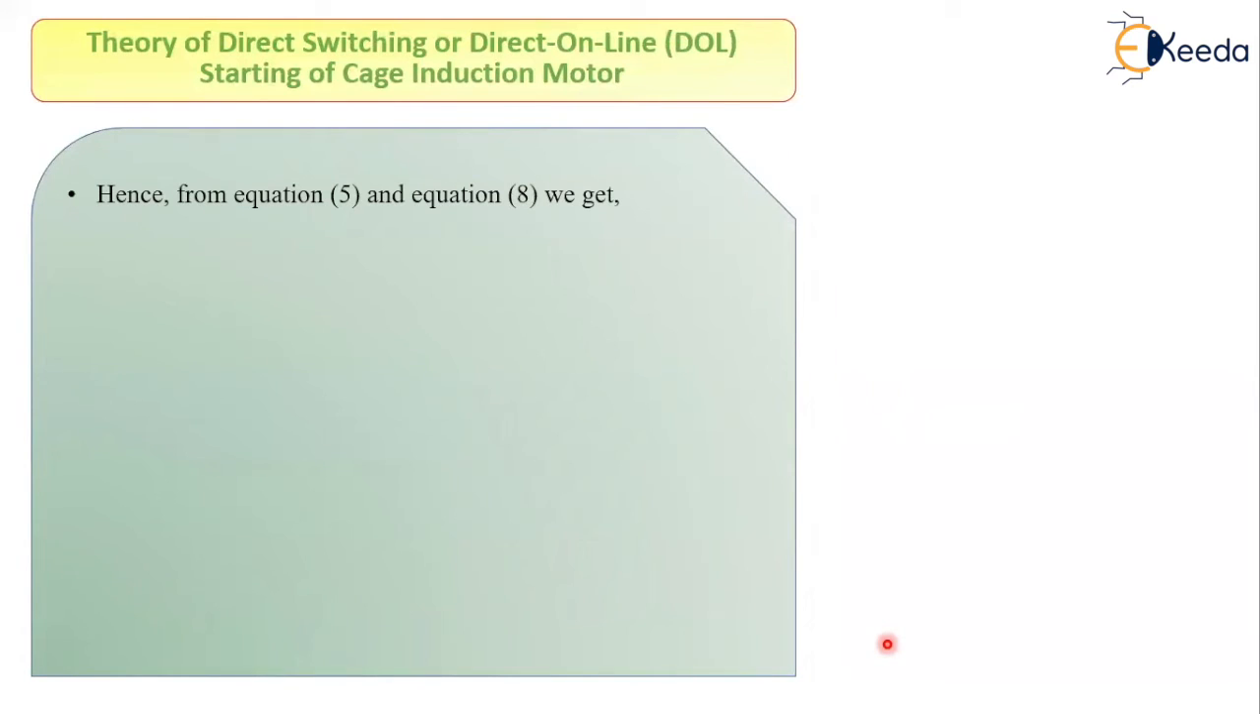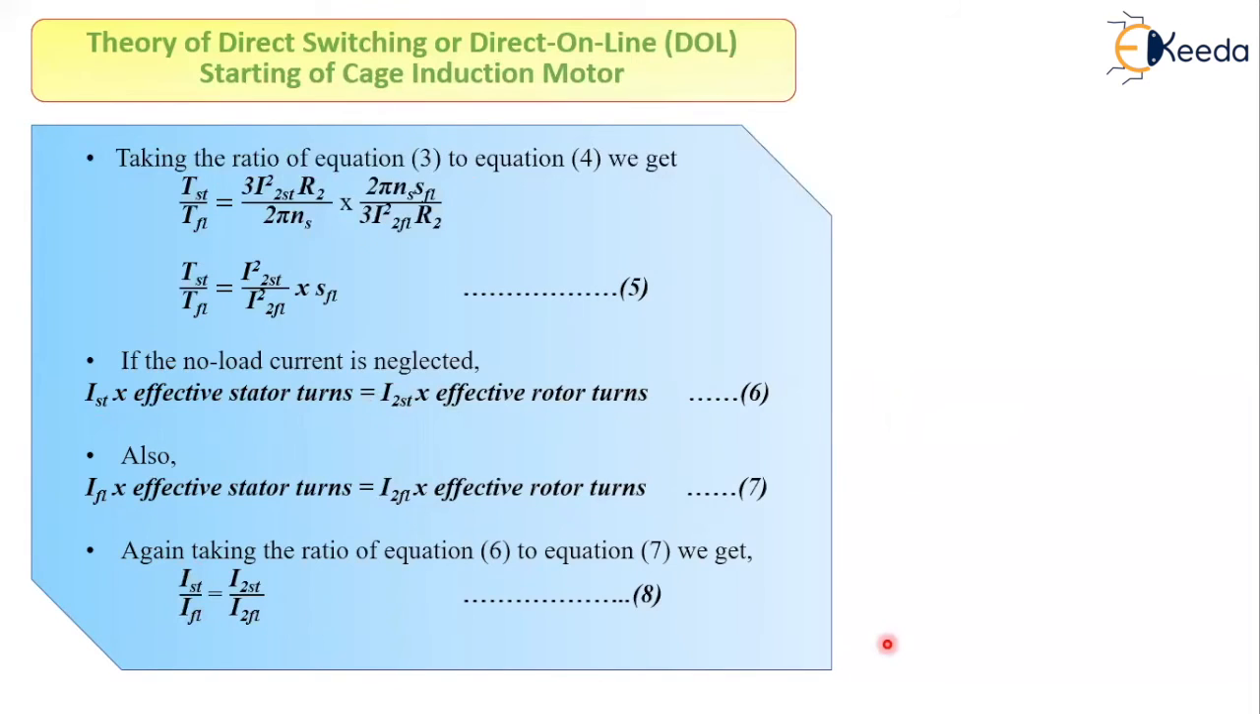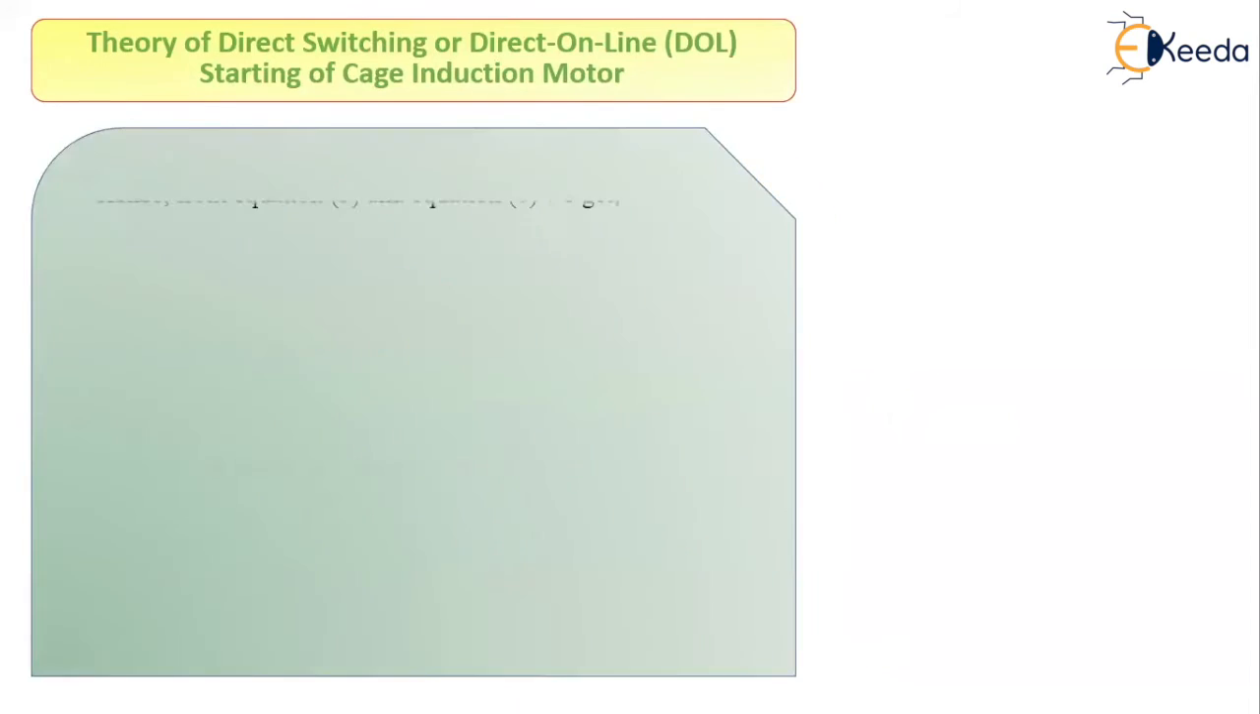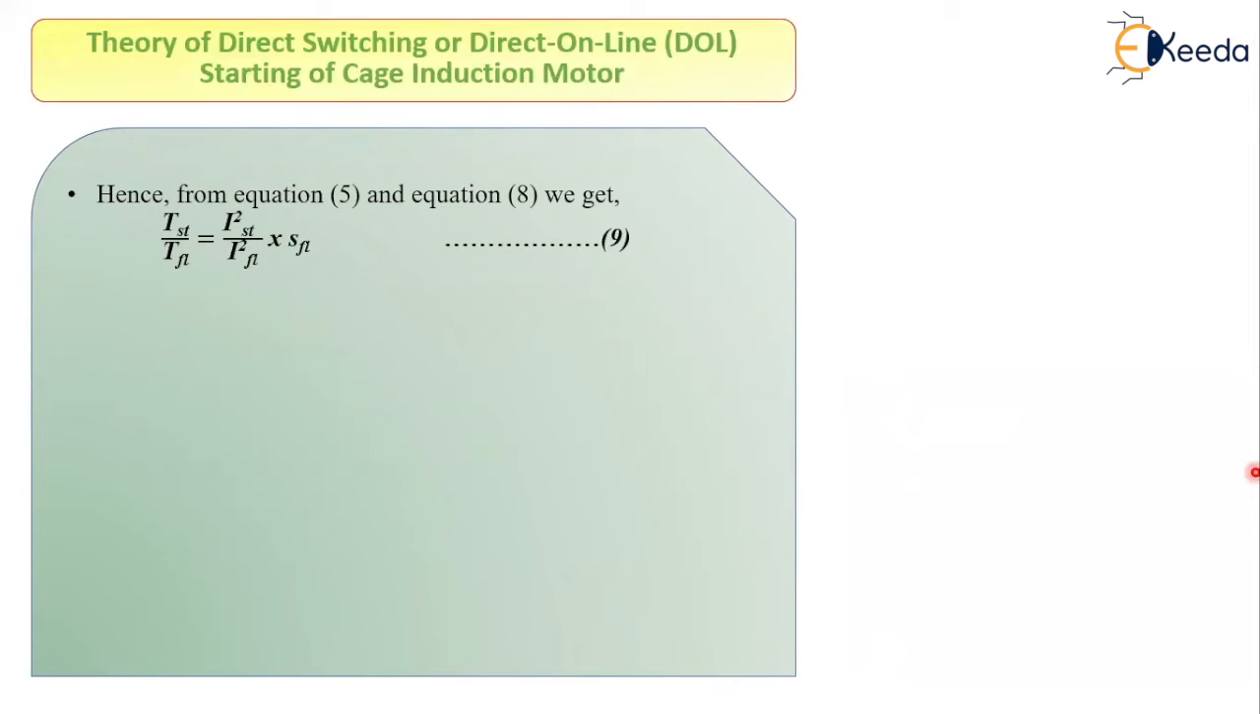So now from equation 5 and equation 8, let me show you equation number 5. So here, this was our equation number 5 and this was our equation number 8. So let us do some modification. So from equation 5 and equation 8, what we can say is TST divided by TFL is equal to IST square divided by IFL square multiplied by slip at full load, that is SFL. Let it be equation number 9.